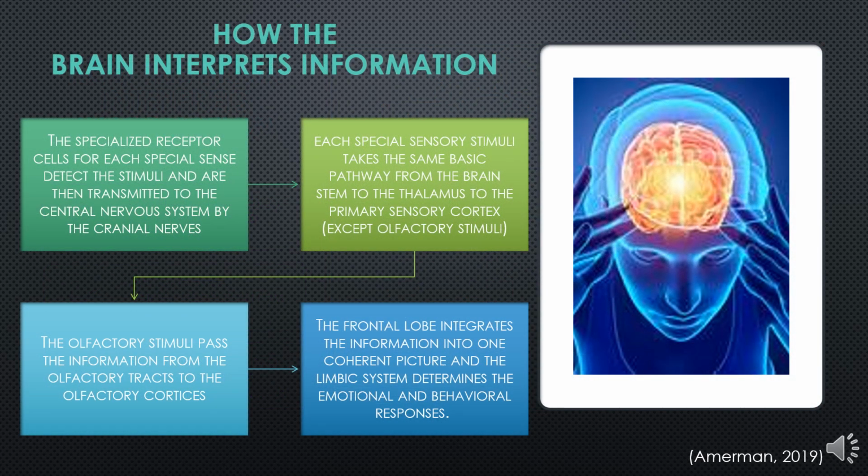The specialized receptor cells for each special sense detect the stimuli, which are then transmitted to the central nervous system by cranial nerves. Olfaction has olfactory nerves, gustation has gustatory cells, vision uses photoreceptors, and auditory uses hair cells. With the exception of olfaction, each special sensory stimulus takes the same basic pathway from the brainstem to the thalamus to the primary sensory cortex. The olfactory stimuli pass the information from the olfactory tracts to the olfactory cortices. The frontal lobe then integrates the information into one coherent picture, and the limbic system determines the emotional and behavioral responses.